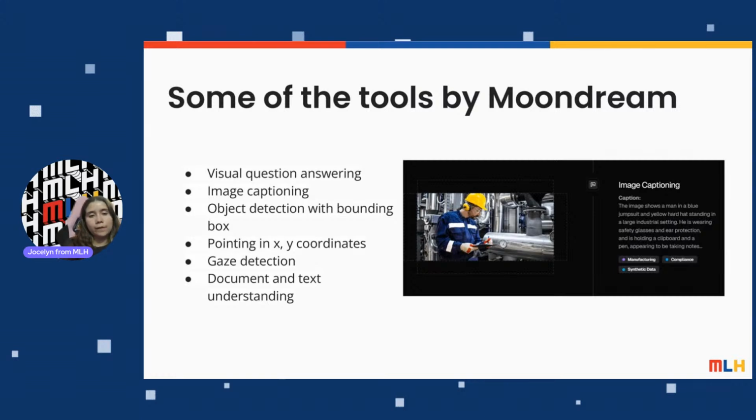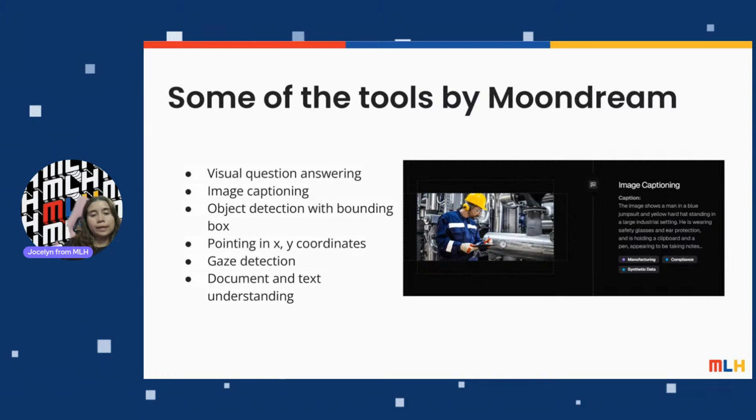Then the most famous one is object detection with bounding boxes, because you upload your image and then ask for the object that you want to identify, and it returns X and Y coordinates about where your object is located. Then there's also gaze detection. Gaze detection is basically if I'm looking in a specific direction, the model will tell me where I am looking towards.